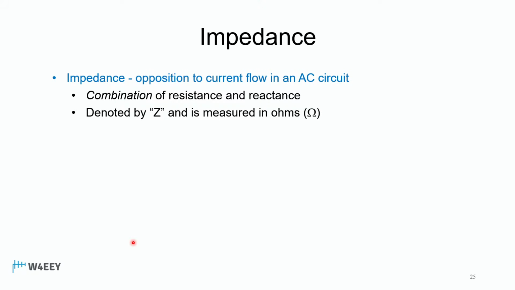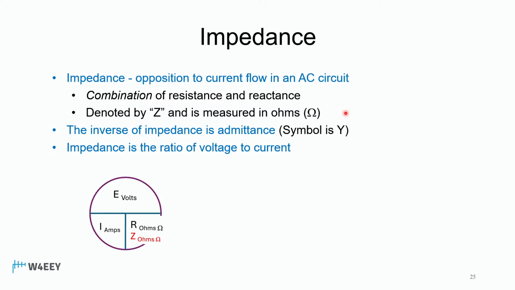Again, impedance is opposition to the flow in an AC circuit, a combination of resistance and reactance, denoted by the letter Z, and it's measured in ohms. The inverse of impedance is called admittance. I'll give you maybe a way to remember that as well. And impedance is the ratio of voltage to current.